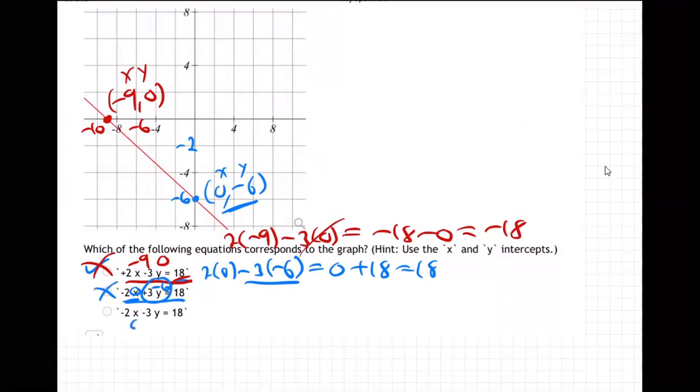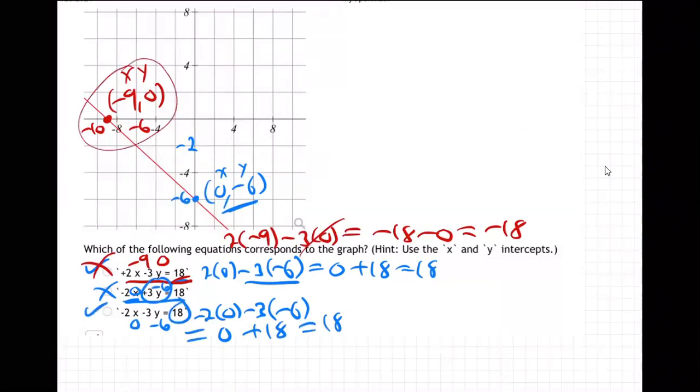Let's prove it. 0, -6. So -2 times 0 minus 3 times -6. What is that? 0 plus 18, which is what? 18, which is what it's supposed to be. Check. It worked for the blue. How about for this red point? Yeah, it's going to work for both of them. Watch. So now I'm going to put in -9 for x and 0 for y. So this part's gone. -2 times -9 is plus 18. Yeah, it works for both. So that one is the right answer.